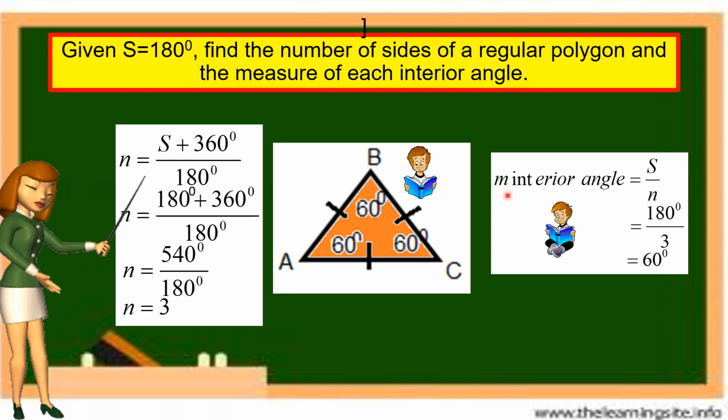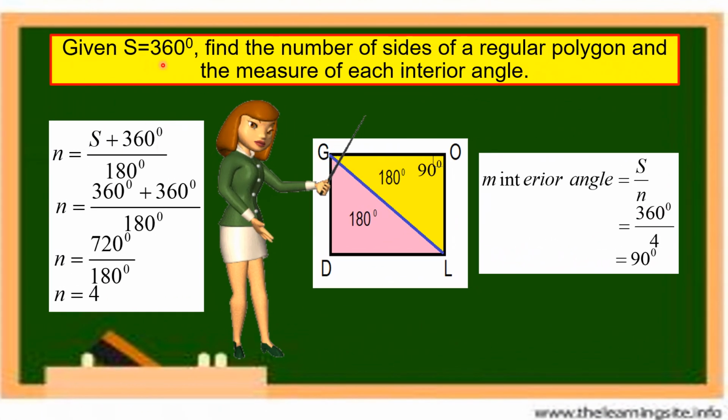So in order to find the measure of interior angle, the formula is S over n. What is S? 180 degrees divided by 3. So the measure of each interior angle of a regular triangle is 60 degrees.